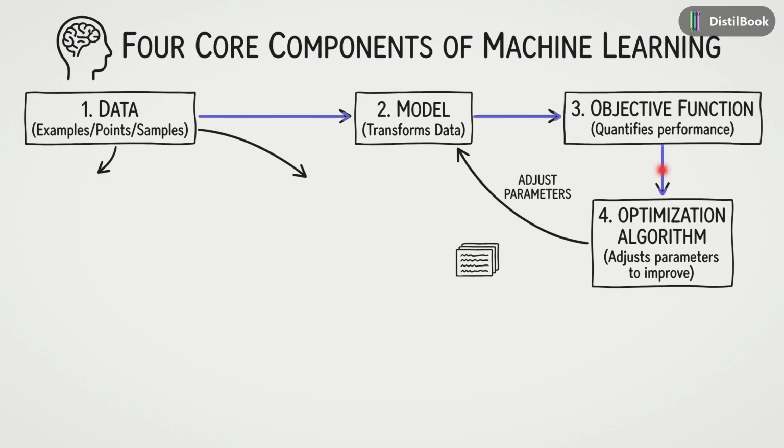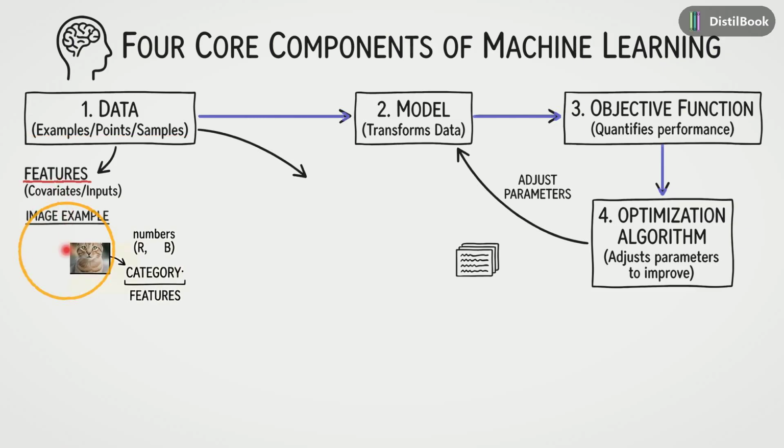Let's break down the foundation: data. Data is a collection of examples, which we need to convert into numerical representations called features. These are the inputs the model actually sees. Take a look at this image example. To a computer, this picture of a cat isn't fur and whiskers. It is 3 grids of numbers representing red, green, and blue intensities. If this image is 200 by 200 pixels, that results in 120,000 values. That massive list of numbers is our input vector.